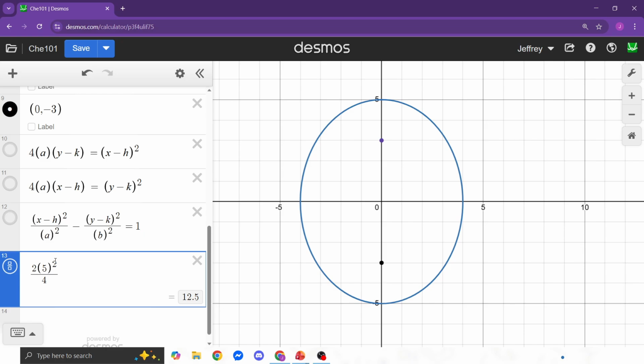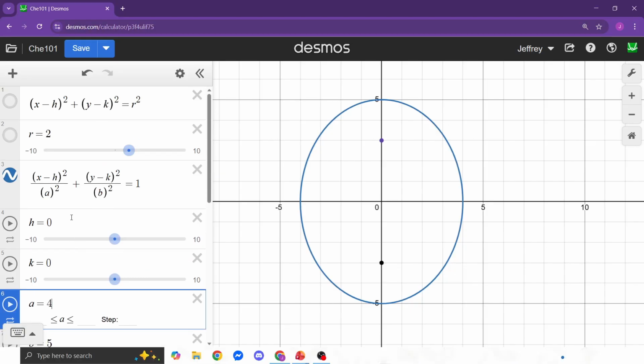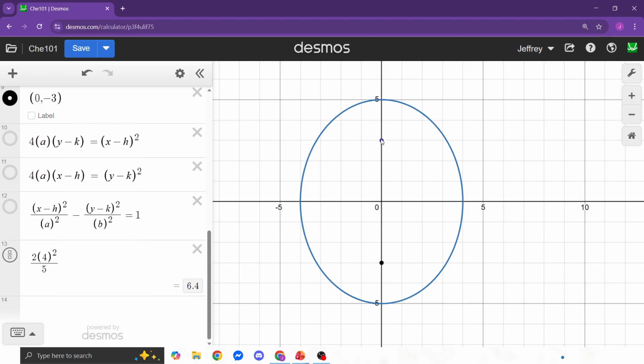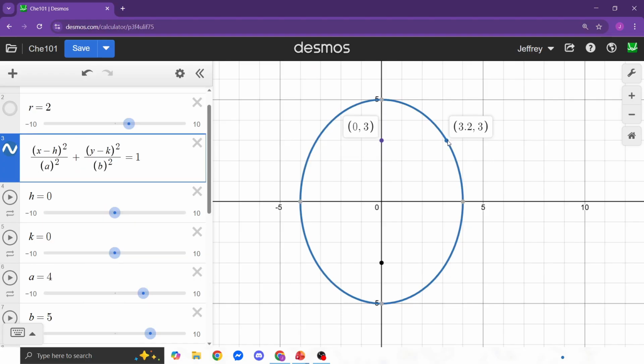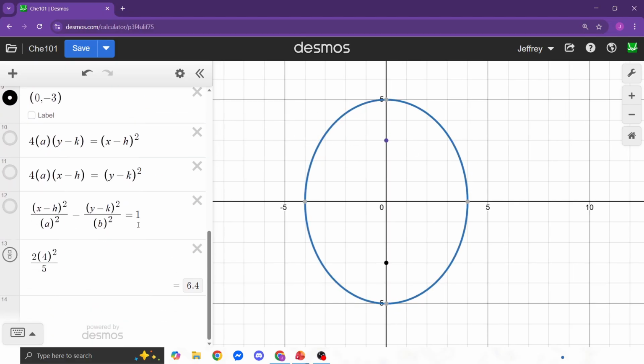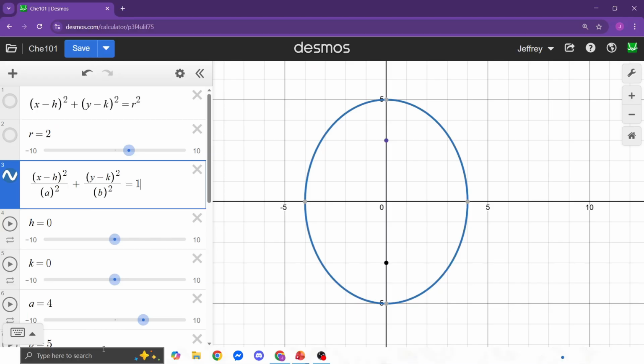Oh wait, no, this is inverted. So always the b will be the shorter one. Yes, the b will be the shorter one and the a will be the bigger one. So you have to take note of that. So 6.4, right? Because it hits the 3.2 here and the negative 3.2 here. So 3.2 plus 3.2, the entire length is 6.4. It just makes us touch the edges of the shape. That is the latus rectum exactly. And the eccentricity is how fat it is, you know?